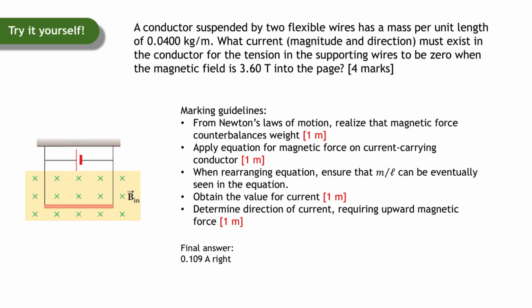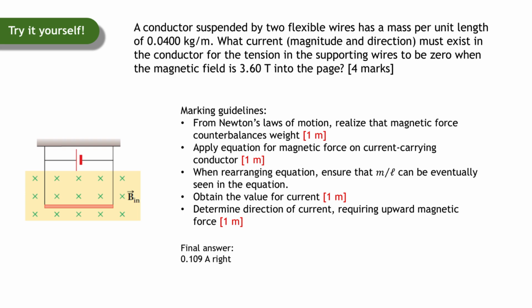For this, try it yourself exercise. Consider a conductor suspended by two flexible wires with a mass per unit length of 0.0400 kilograms per meter. Your goal is to determine the current magnitude and direction required for the tension in the supporting wires to be zero when subjected to a 3.60 tesla magnetic field directed into the page.